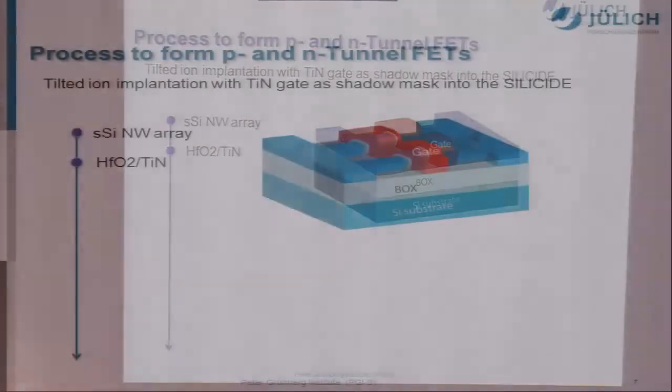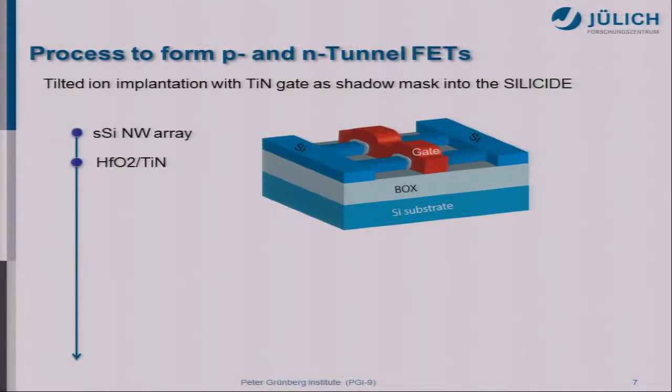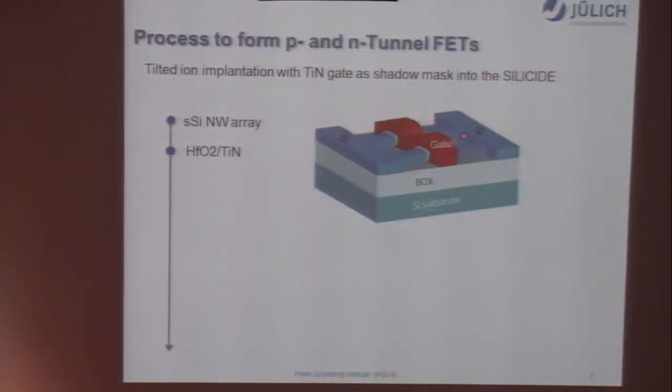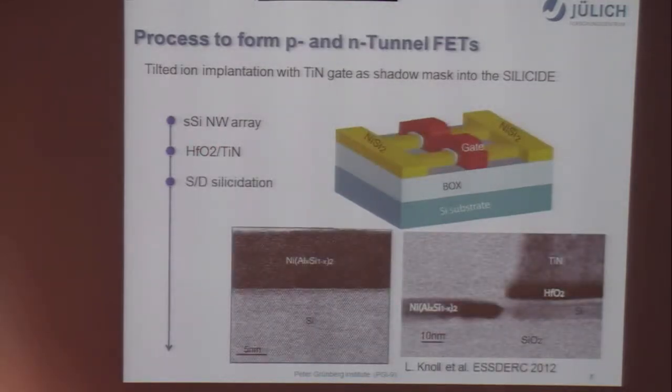So now I move to the process that we developed in my group. This is a very simple process. First we pattern the nanowire arrays, and now the nanowire has a tensile uniaxial strain. Then we form the gate stacks with high-k oxide and titanium nitride, and then we do the silicidation at the source and drain. So instead of using nickel monosilicide, we use nickel disilicide in our process.